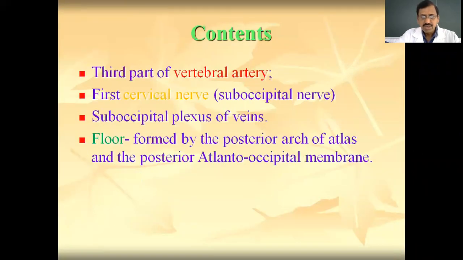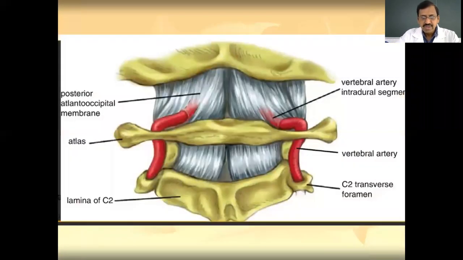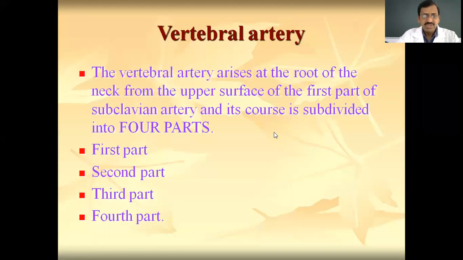Next, coming to the contents in detail. We discuss the contents in detail. What are the contents? You see here, this is the third part of the vertebral artery. First, you see about the vertebral artery. What is the vertebral artery? What are the different parts of the vertebral artery?